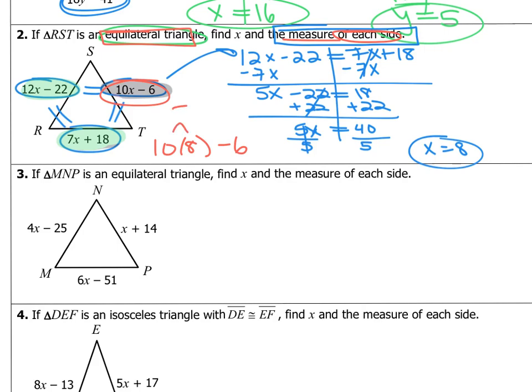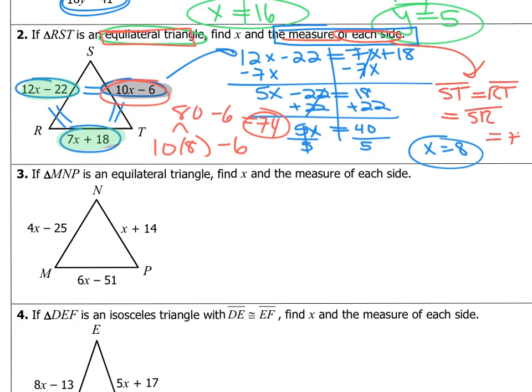10 times 8 is 80. 80 minus 6 is 74. So that tells me each side length, so ST, is going to equal RT, which is going to equal SR, and they all equal 74 for the lengths.